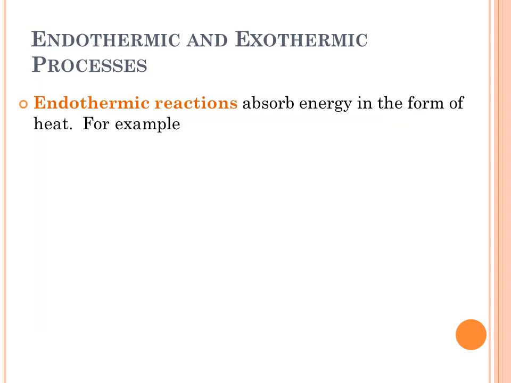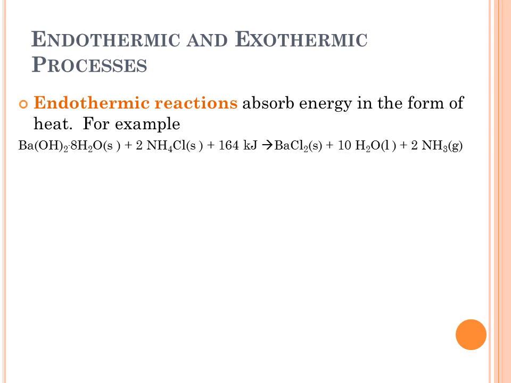Now, endothermic reactions are going to absorb energy in the form of heat. For example, if I react barium hydroxide octahydrate with ammonium chloride, I add 164 kilojoules of energy, and we get barium chloride, some water, and a little bit of ammonia gas. But it's endothermic, it's going to absorb heat from the surroundings. If a reaction is extremely endothermic, you could heat it with a Bunsen burner or a hot plate or something to supply that needed energy. If it's minimally endothermic, perhaps it can just get that heat energy from the surrounding room without additional heating, as in this case.